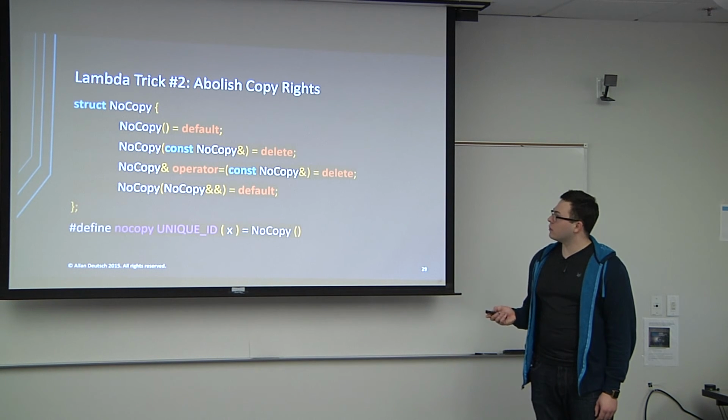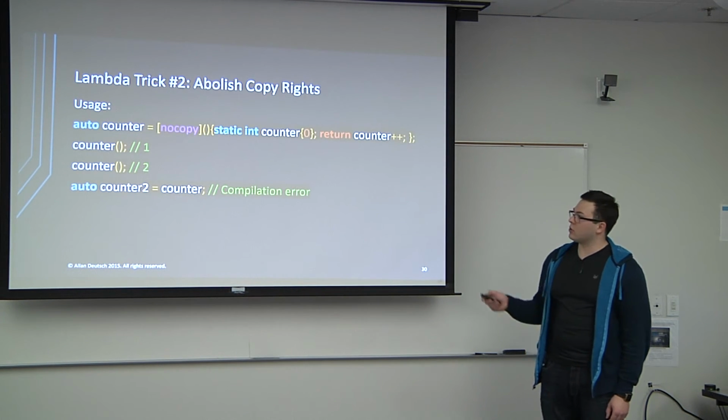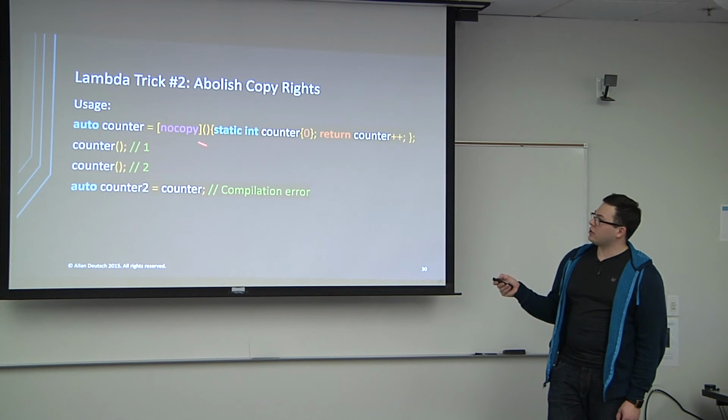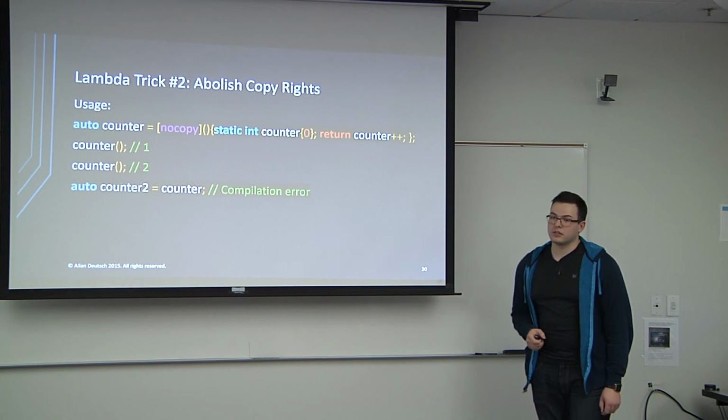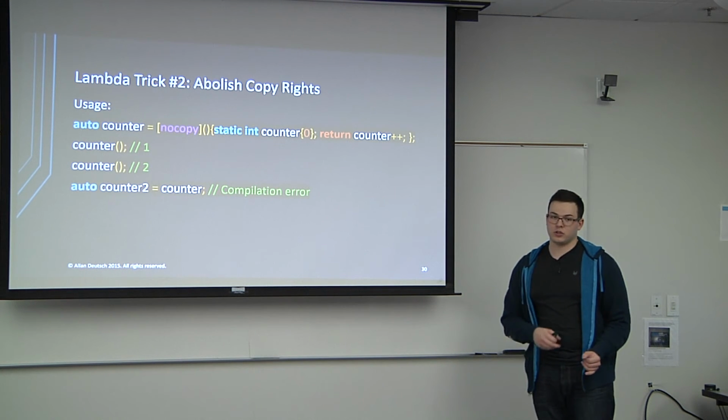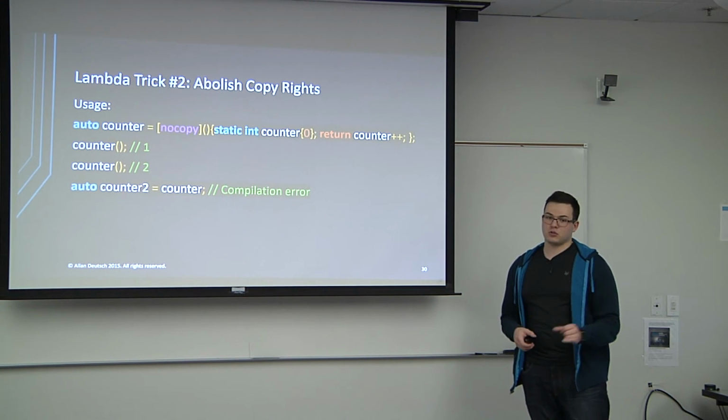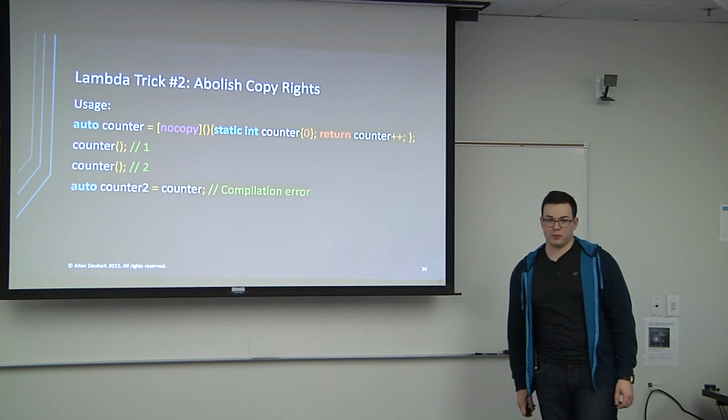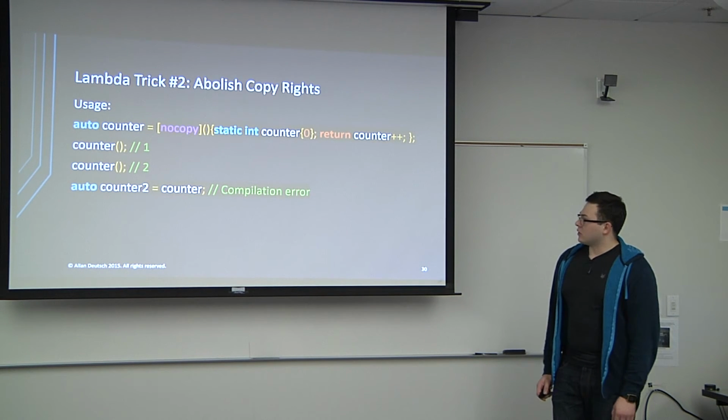And then when you are making a lambda that you don't want copyable, you just put that little no copy there in your lambda capture list. And then it captures an object which can't be copied. And so if you try to copy the lambda, it will fail to compile. So that's pretty neat.